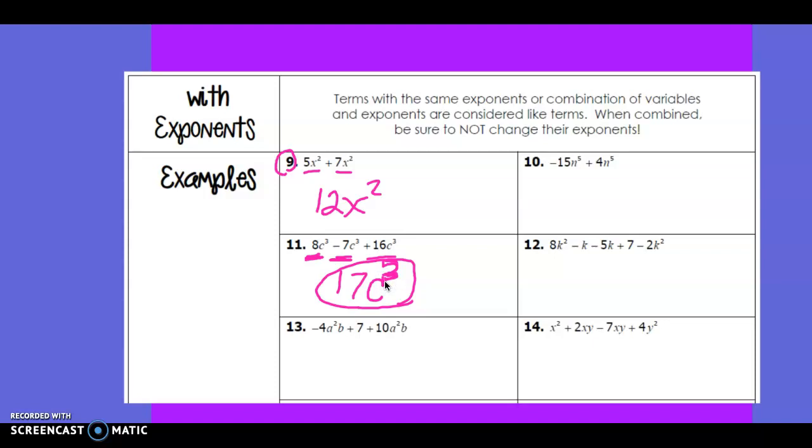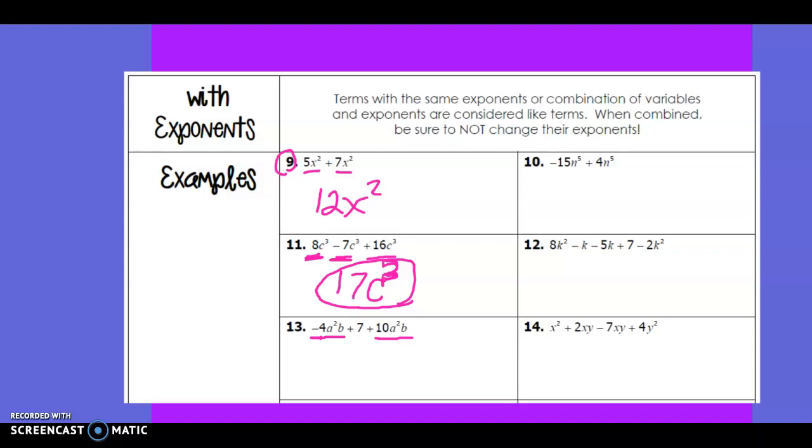Finally, problem number 13 here. This one's a little bit trickier, but if you notice, these are all a squared b's for the first term and the last term. Again, they have the exact same identical variables with exponents. They have to be identical.